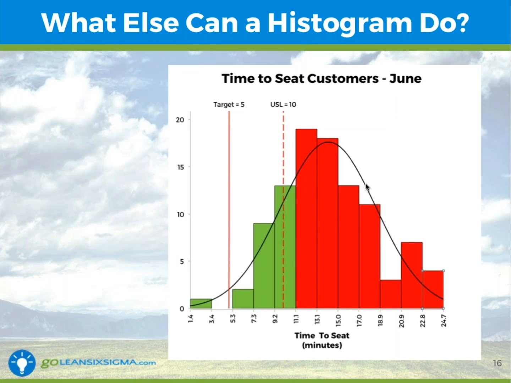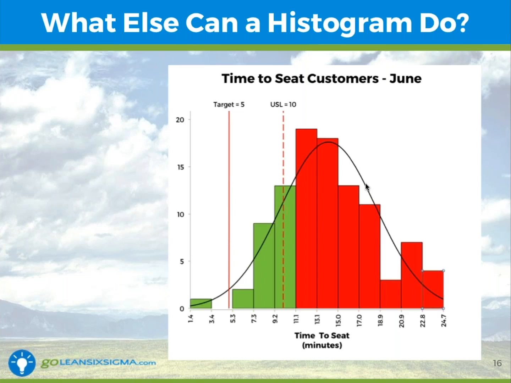So what else can a histogram do? Another helpful thing about histograms is when you add customer requirements. You can see here we've got a target of 5 minutes, right? It would be great if we could see customers in 5 minutes, but USL, which stands for upper specification limit, right? That's customers say, we don't want to stand any longer than 10 minutes. So that's your upper spec limit, and that's unacceptable.